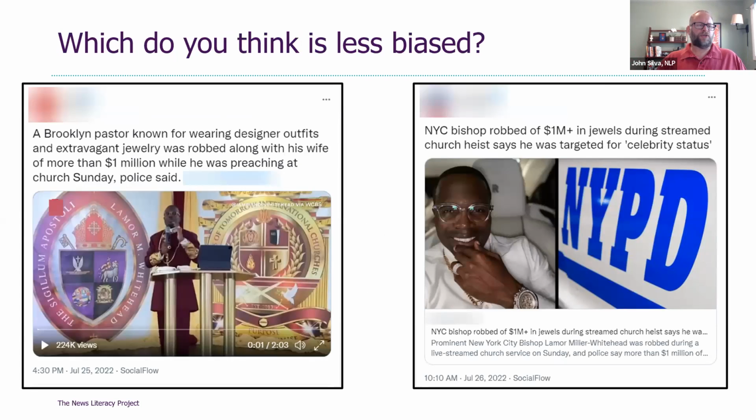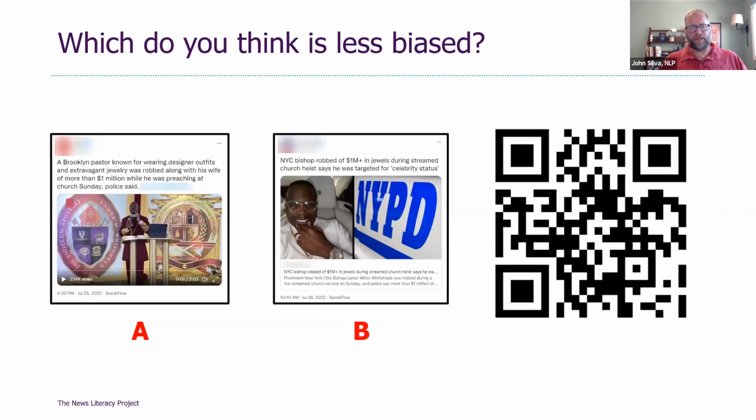So on the screen are two news articles from two different news sources about the same story. What I'd like you to do is take a close look and try to see, not really what in particular might be biased, but which one you think would be less biased than the other. So we have two different news articles. These are both from standards-based news organizations. So we have this quiz where we're going to take a look.